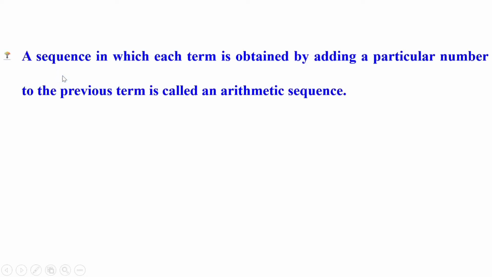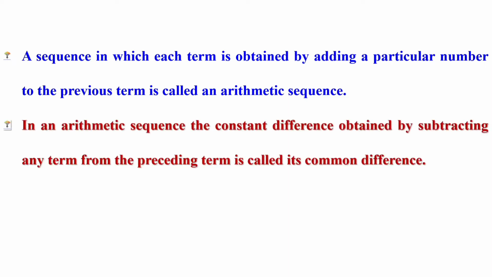We have discussed arithmetic sequences. What is an arithmetic sequence? It's a sequence in which each term is obtained by adding a particular number to the previous term. And we have discussed common difference. It is the number which is added to each term to get the next term.